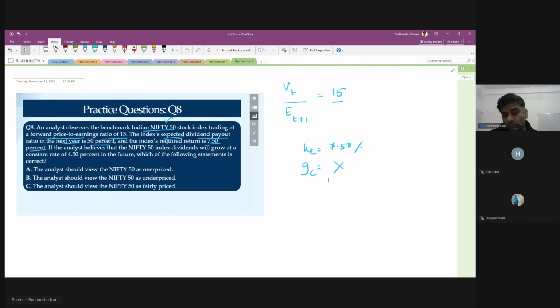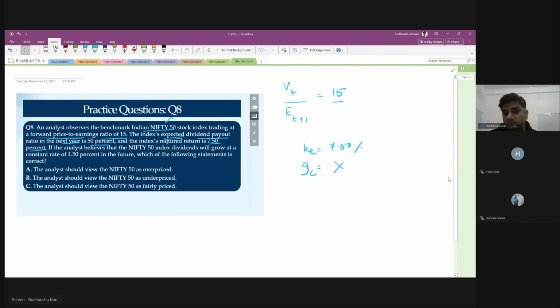Now, this kind of thing, since you are studying this topic for the first time, you will be confused because suddenly a new term has come, right? They have given you the dividend payout ratio. Now the question comes: what exactly is a dividend payout ratio? What exactly is dividend?